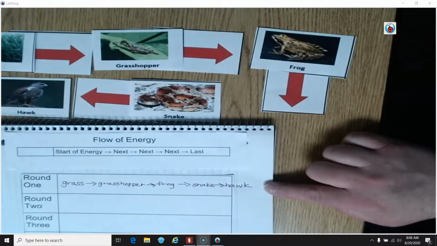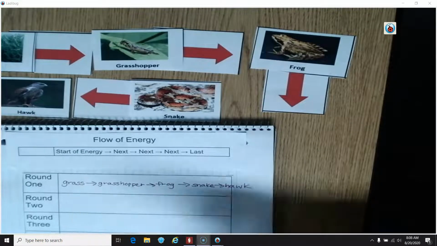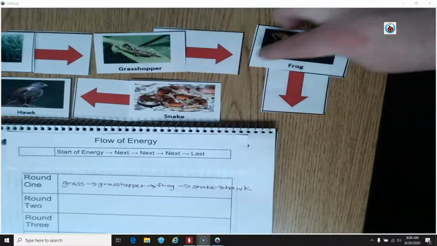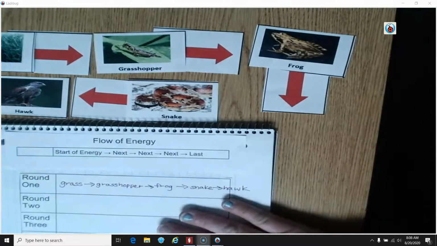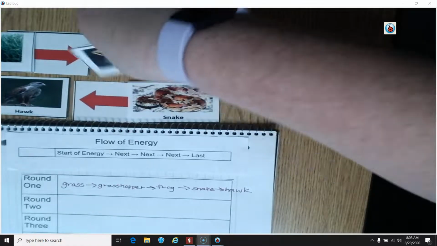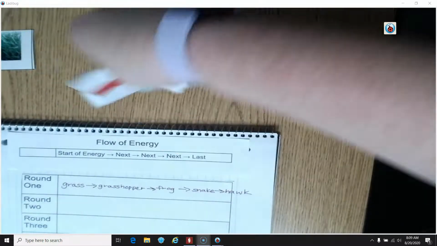Now, see how this kind of came out the edge of my graphic organizer? That's okay. So I'm going to just double check that I have the same amount of organisms. I have 1, 2, 3, 4, 5, and I have 1, 2, 3, 4, 5. Okay, so I think that looks like a really good one. So I'm going to stack these back up. I'm going to stack my arrows back up. And I'm going to try another one.